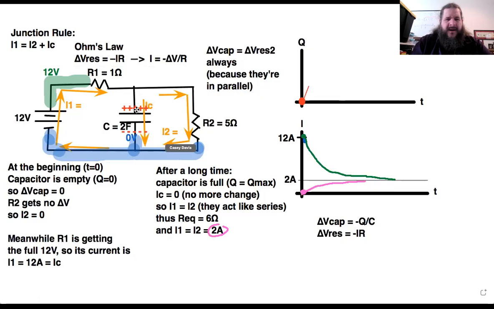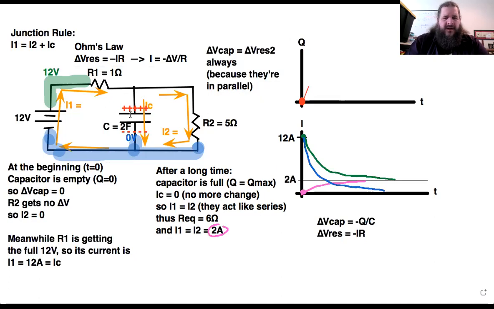Meanwhile, what about the current through the capacitor? That started at the full 12 amps of current. What's it going to be approaching? 0. Yeah, capacitor's current starts at 12 and exponentially decays down towards 0. So this is what the graphs would look like. We've got current through the capacitor starting at 12 and decaying towards 0. Current through resistor 1 starting at 12 and decaying towards 2. Current through resistor 2 starting at 0 and also decaying towards 2 amps.